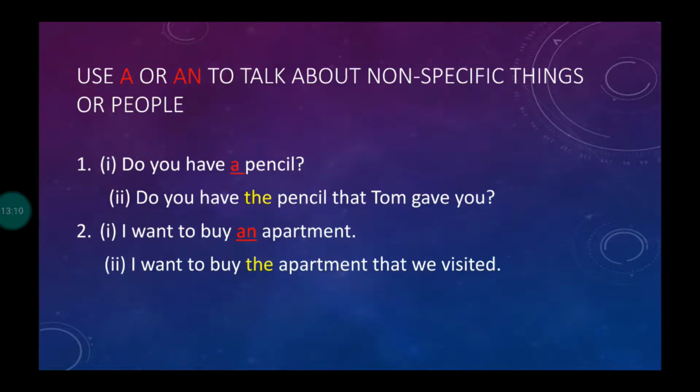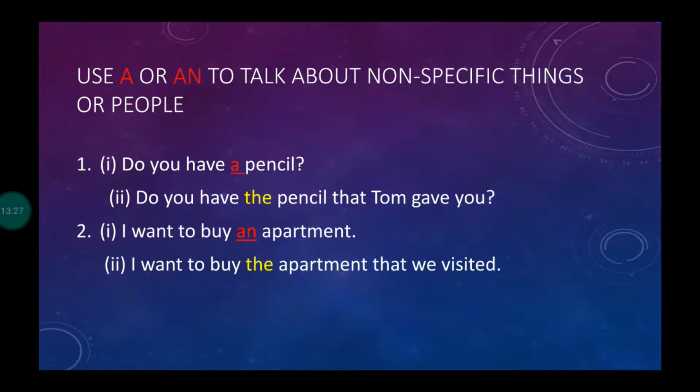Then we use a or an to talk about non-specific things or people. For example, do you have a pencil? It's just any pencil. Do you have the pencil that Tom gave you? Yes. Then it becomes one particular pencil.